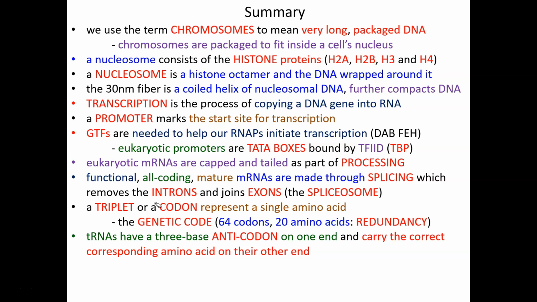tRNAs are our transfer RNAs, and they're really doing the job of translation. On one end, they have an anticodon, which can base pair directly to the codon in the messenger RNA. And on the other end, they carry the correct corresponding amino acid that that codon calls for. So tRNAs bridge codons in the messenger RNA to amino acids.